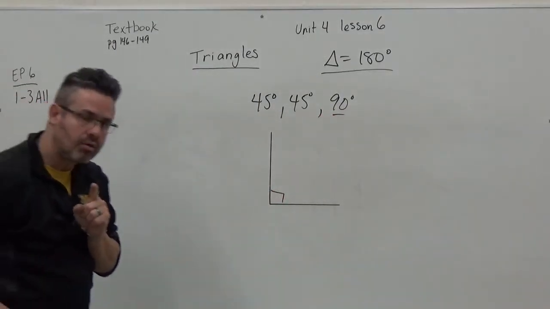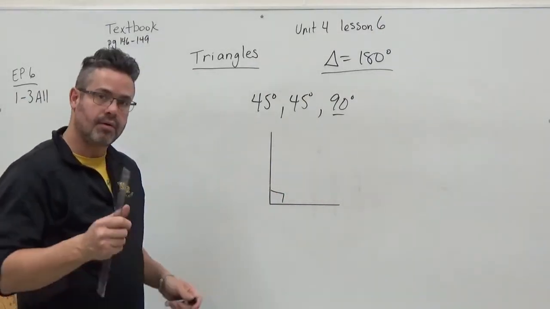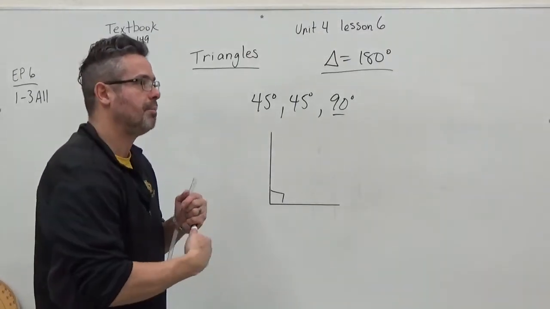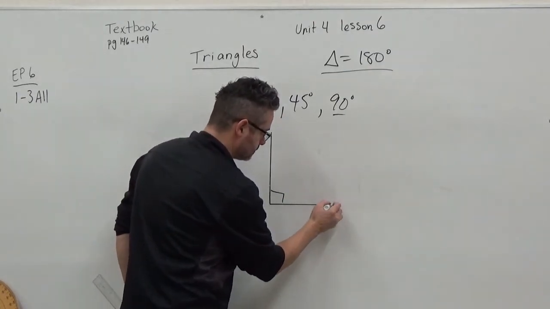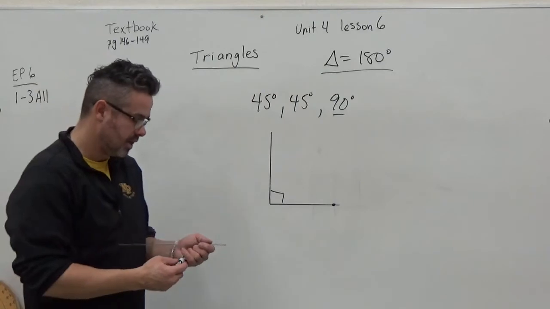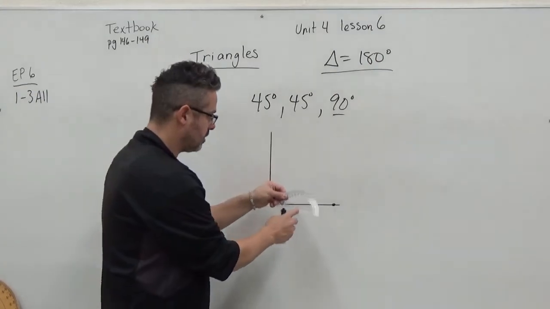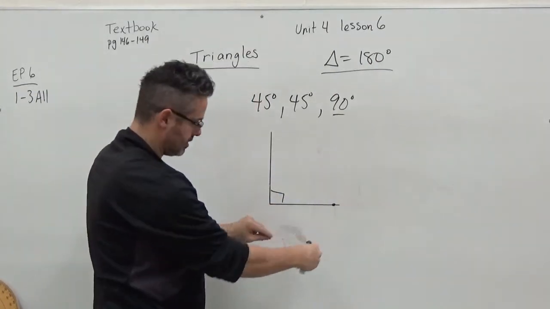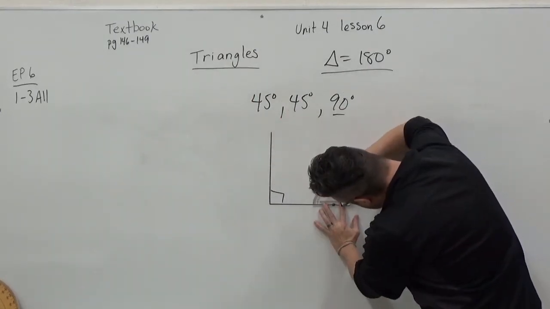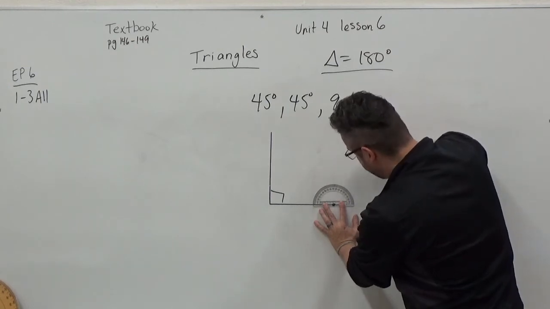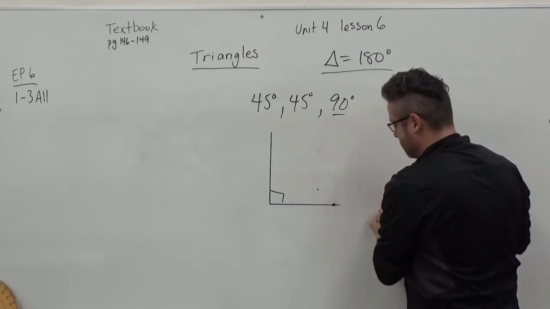Now, how do I make these the same? How do I make them both 45? Well, here's what I would do. I'm going to pick a point, any point. I'm going to take this point right here. Okay, I made it a little bit bigger than I normally would, just so that you can see it. I'm going to put my center on the point and my 0 on this line. Then I mark out at 45 degrees.